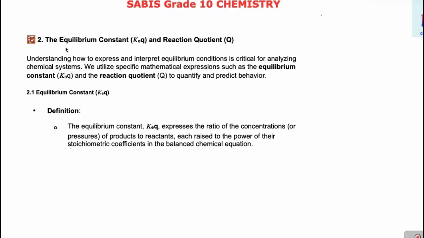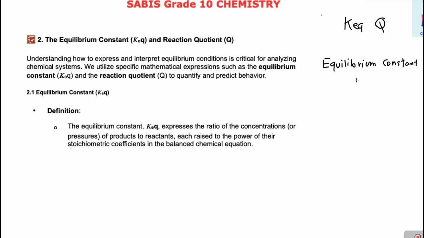Second part of the equilibrium is the explanation of the equilibrium constant and the reaction quotient. So K equilibrium and Q. Understanding how to express and interpret the equilibrium conditions is critical for analyzing chemical systems. So we can use a specific mathematical expression like that, the equilibrium constant, and you write it like that.